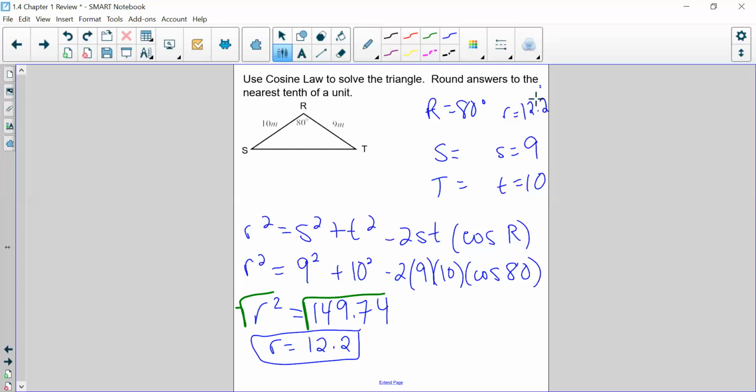Now you can see I do now have a loop of information. So if you want to, you can actually switch right away to sine law. It's a little bit more straightforward with which variables you're using. In this case, you could solve for angle S or angle T first, and then just subtract for the other one. Because we haven't used cosine law for angles yet this lesson, I'm going to keep going with cosine law. But feel free to use whatever formula you're most comfortable with, sine law or cosine law, with this being a not right triangle.